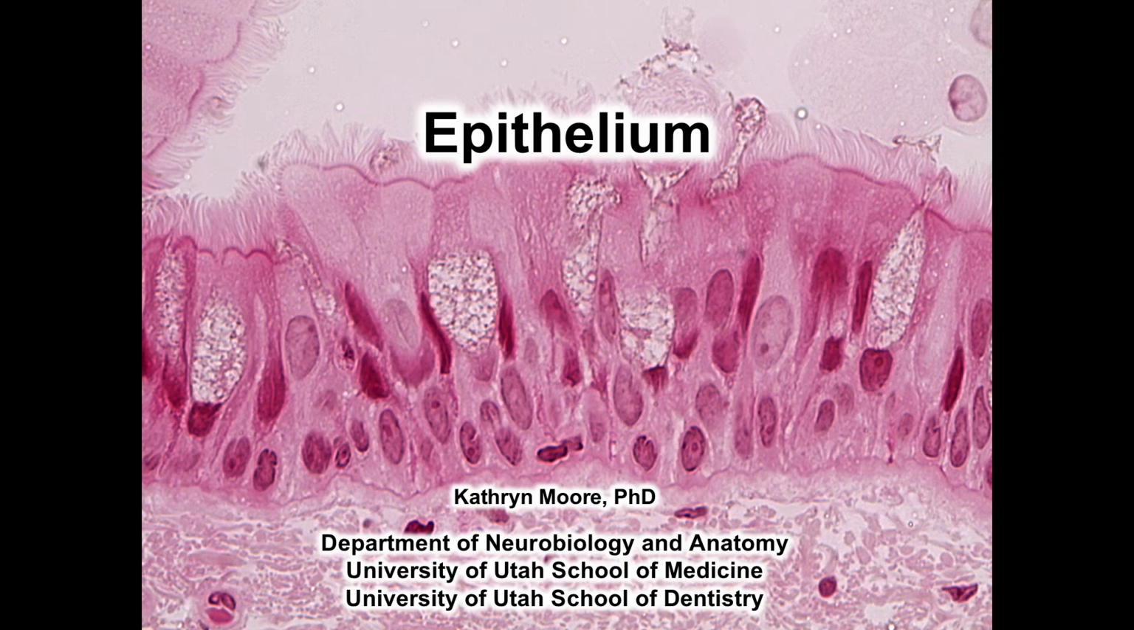Despite its complexity, the organs of the human body are composed of four basic tissue types: epithelium, connective tissue, muscle, and nervous tissue. Although the concept of tissues comes from work done in the 1800s, it has stood the test of time and still provides a useful way of understanding normal function and recognizing disease. This video will discuss epithelia.